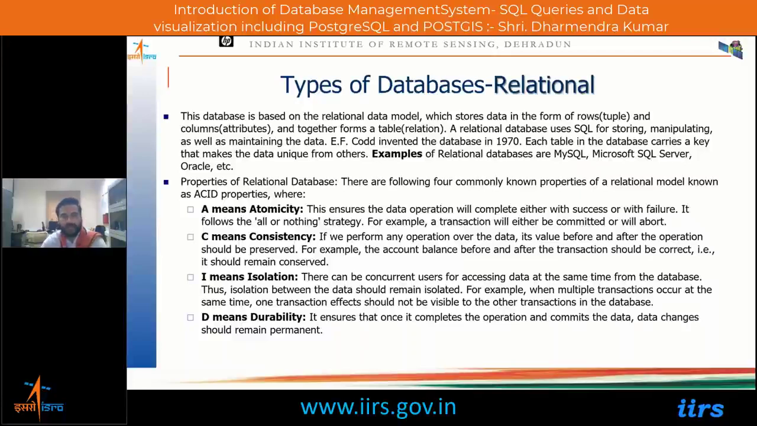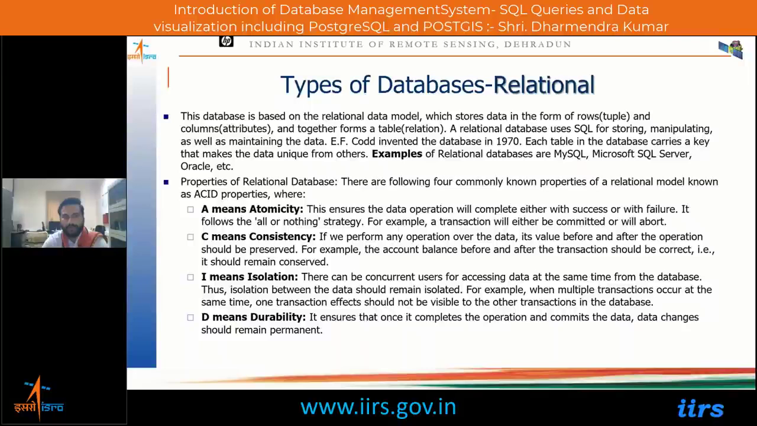I means isolation. In case 2 or 3 people are continuously operating on the same database table, the table, or the relation, should be in proper state. So one transaction's effects should not be visible to another transaction in the database. Like 2 people are taking out some rupees, say 5,000 rupees each. Then it should not be that for the first person it shows 80,000 and for the other person it shows 85,000. And when it is reduced, the total state should be consistent.